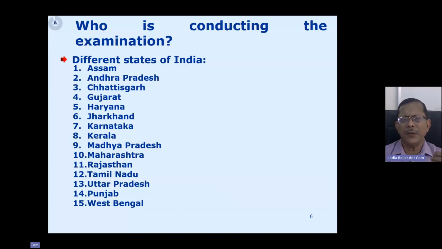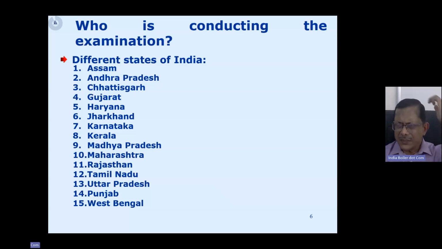And when you apply for the state, I will of course give a little more detail how to apply for this examination. But when you apply for the state, one specific question we are quite frequently faced, that if I'm a domicile of a particular state, but working in some other state, can I become eligible for that state? So the answer is, the domicile is not the factor. Where you are working, in which state you are working, that becomes your state. So if you are working in Karnataka and Karnataka is conducting an examination, you become eligible for this examination.